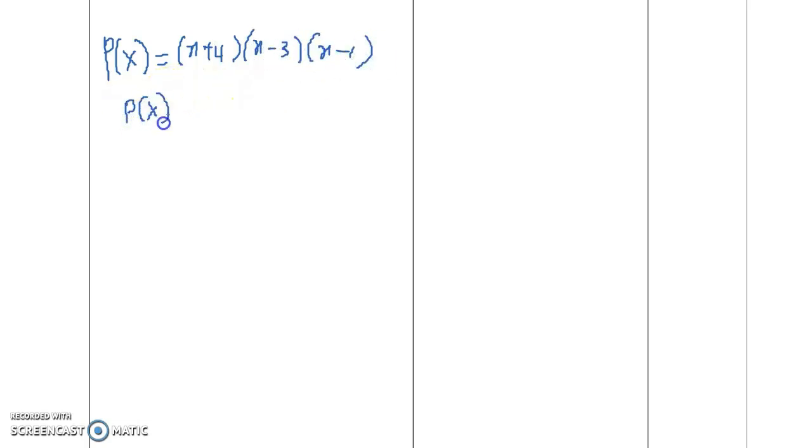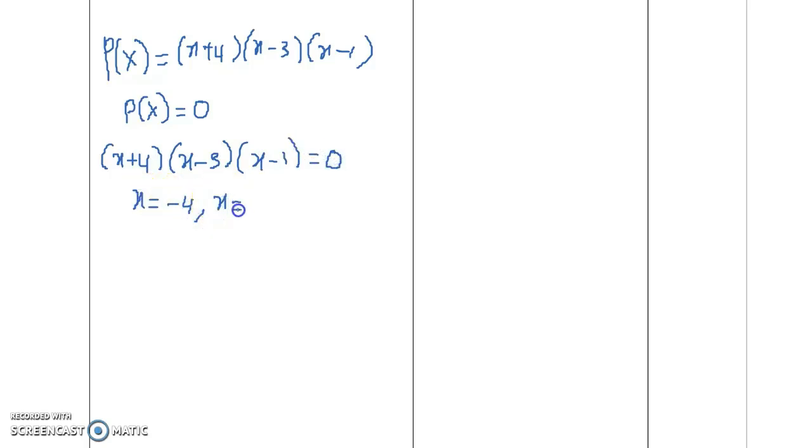Next, we need to solve for x. So we get p(x) equals x plus 4 times x minus 3 times x minus 1. To solve it, make it p(x) equals 0. So x plus 4 times x minus 3 times x minus 1 equals 0. So your x equals negative 4, x equals 3, and x equals 1. So this is your final answer.